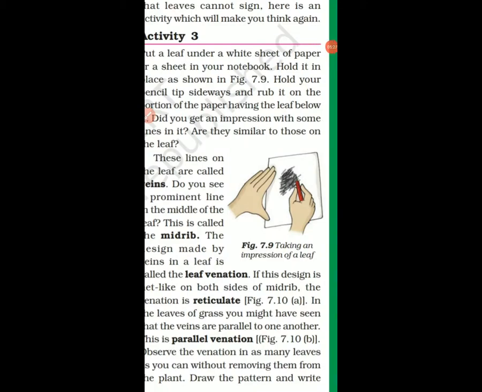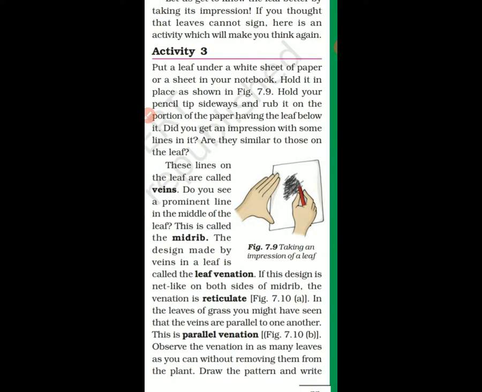The design made by the veins in a leaf is called leaf venation. जो छोटी छोटी लाइन से डिजाइन बनती है लीफ के अंदर वेन्स से, उसको बोलते हैं लीफ वेनेशन. In this design, if it is net-like on both the sides of the midrib, the venation is reticulate. If it is a net-like structure, then it is a reticulate venation.